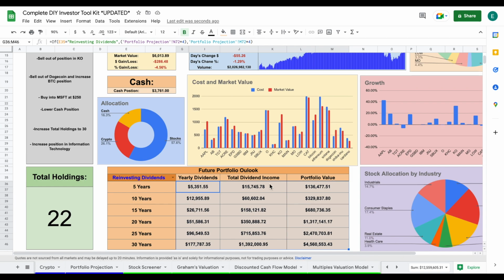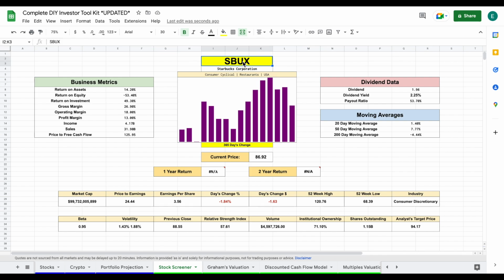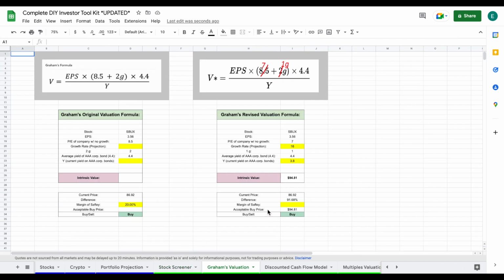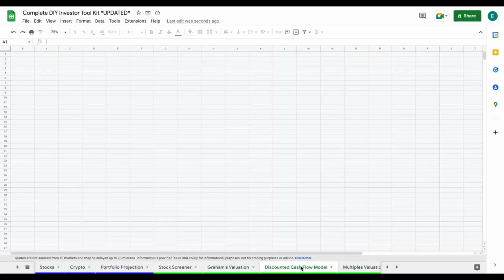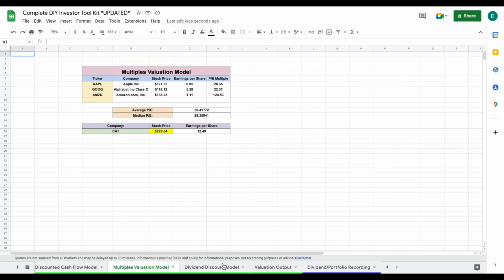Now moving forward, we have our stock screener and our valuation models. And if you've watched the channel before, you know this is something I use very, very frequently to find the intrinsic value of a stock. So if we jump over here to our stock screener, all we have to do is plug in the stock ticker and all of this data will automatically load in. We can see our dividend data, our moving averages, and all this data right here. And we have all of our valuation models. We have Graham's valuation, a discounted cash flow model, a multiples valuation model, and a dividend discount model.